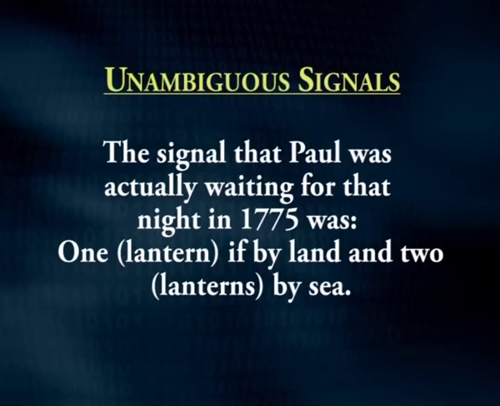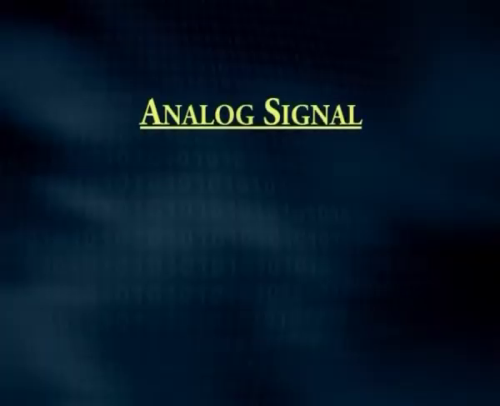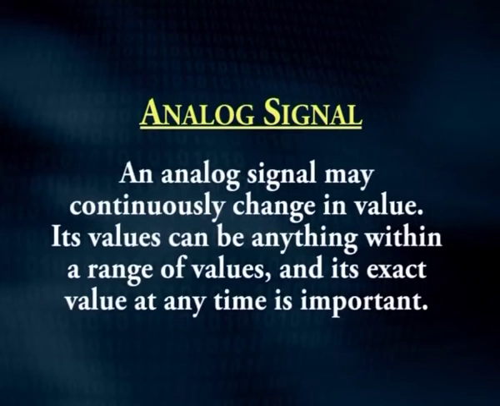Before learning what unambiguous actually means, we have to discuss what a discrete signal is. The signals are called discrete as they have a fixed number of definite states. Sometimes the word digital is used to mean the same thing. Now, what is an analog signal? An analog signal may continuously change in value. Its values can be anything within a range of values and its exact value at any time is important.